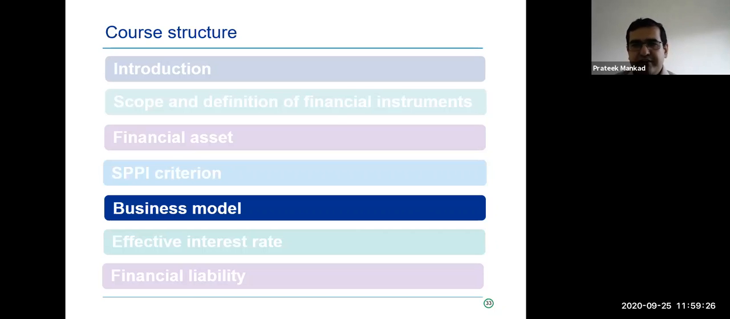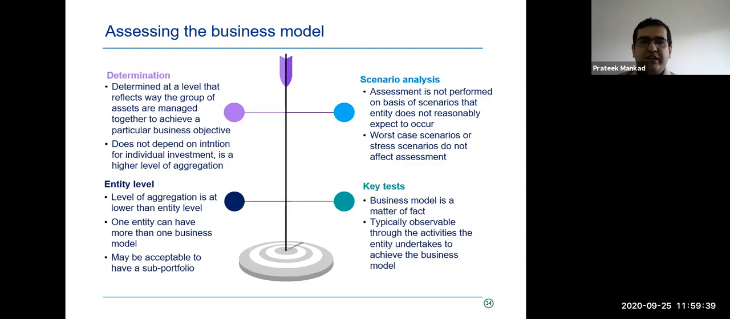Right. With that assessment of the SPPI test, let's now talk about the business model. What is a business model? Basically, a business model is a level at which a group of assets are managed to achieve a particular business objective. It does not depend on the intention of one single individual instrument. You have to look at it at a higher level of aggregation.